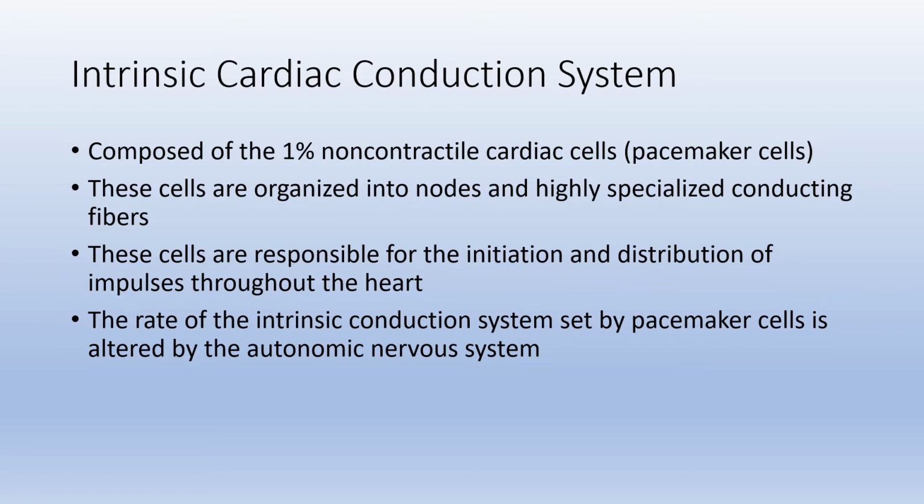The rate of this system, or the rate of your heartbeat, is set by these cells. It is intrinsic. However, we usually have an extrinsic or an external source affecting it. This external source is known as the autonomic nervous system. In short, the autonomic nervous system controls processes that occur automatically or subconsciously, like digestion, breathing, salivation, or sleeping.